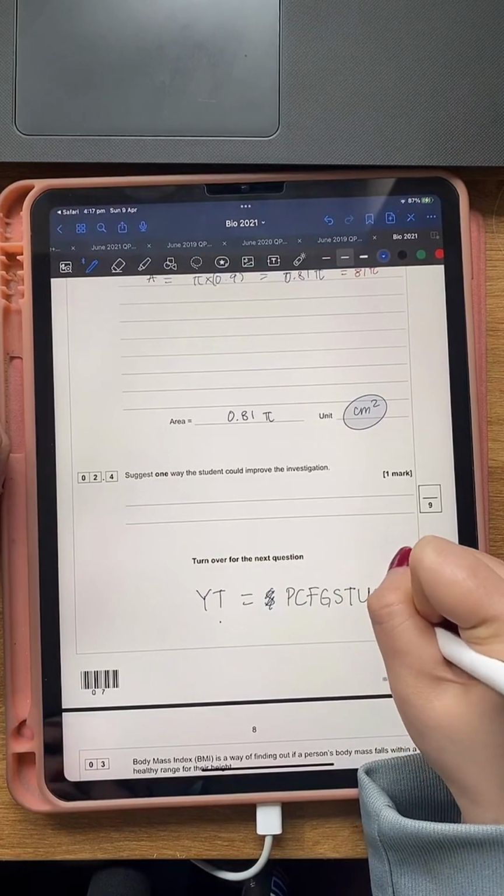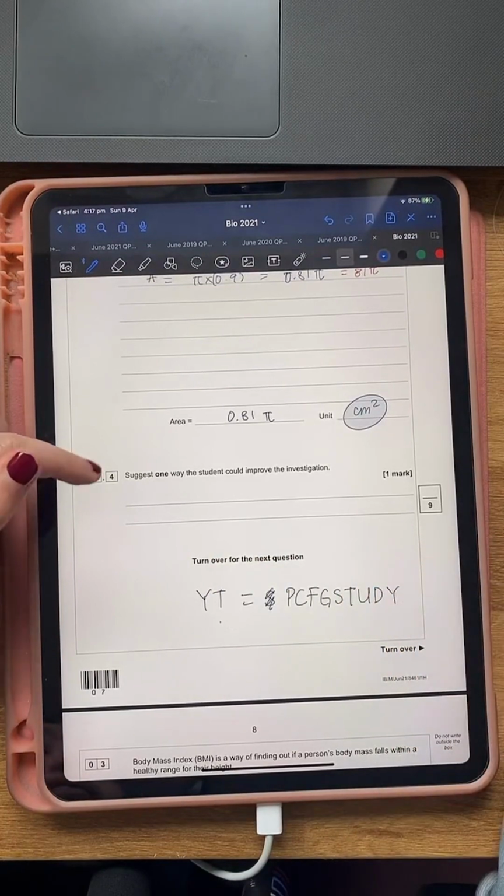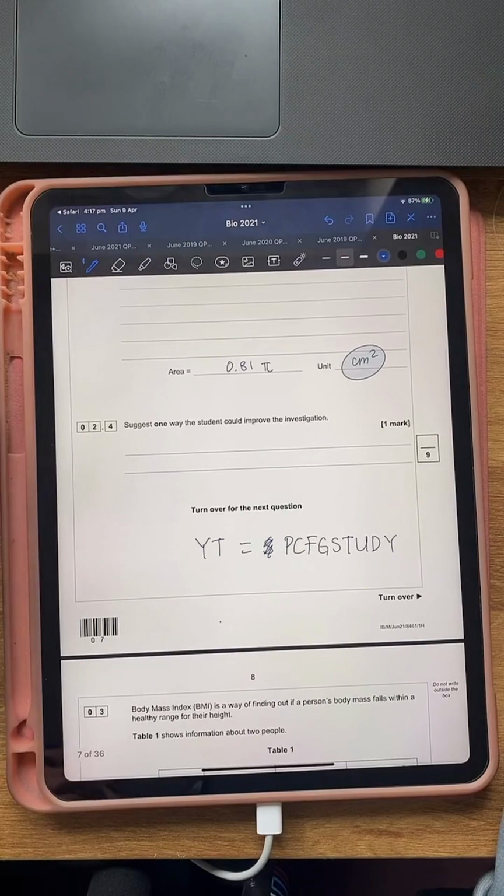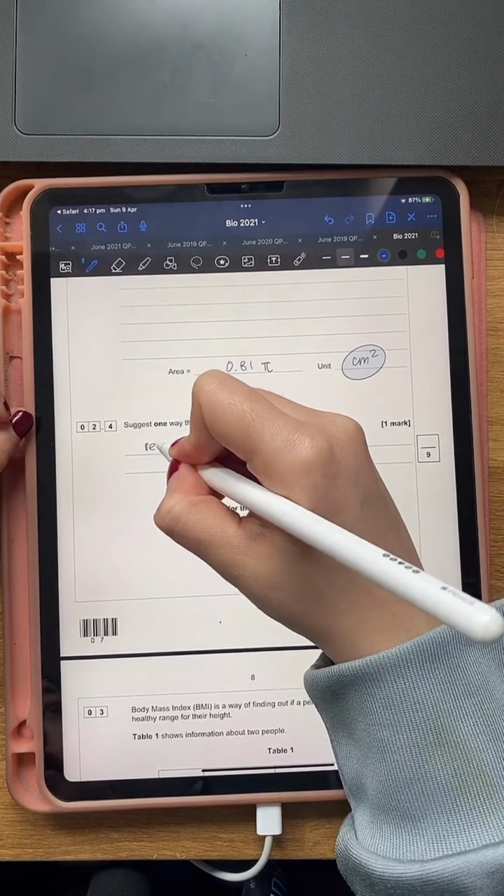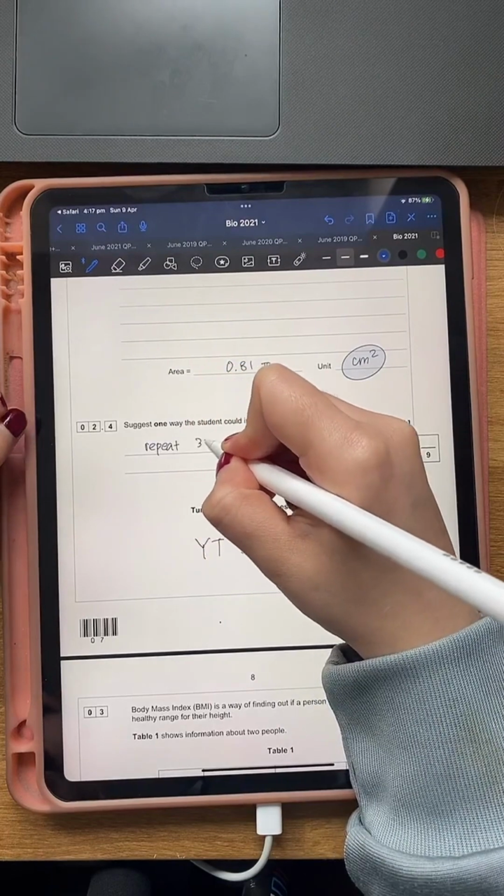So you can say here, repeat 3 times and take average. That's the best one, and that's the most common question.